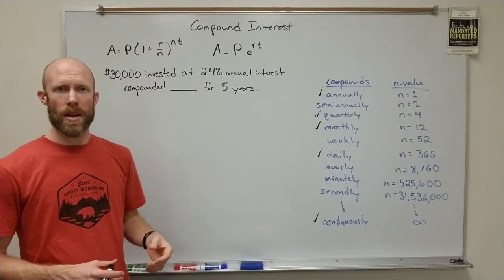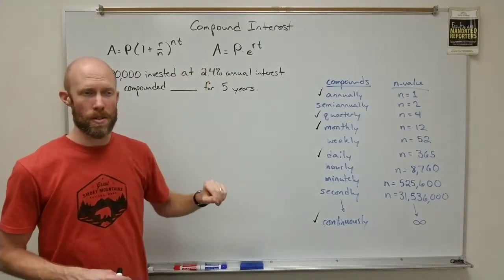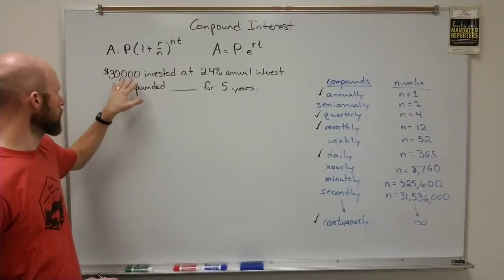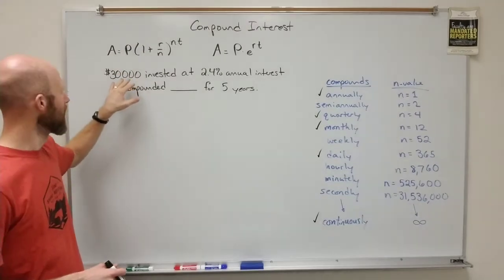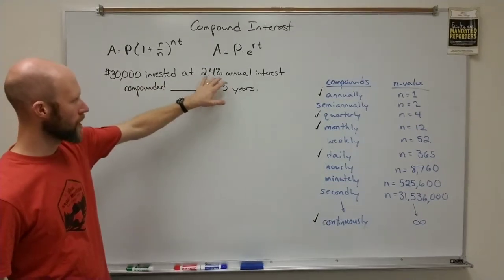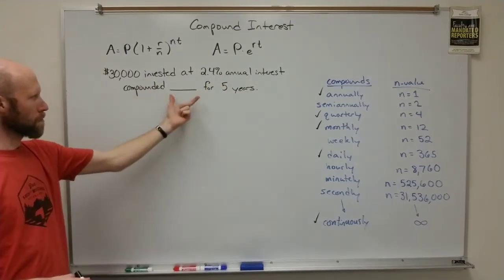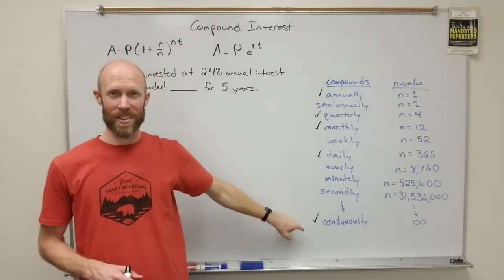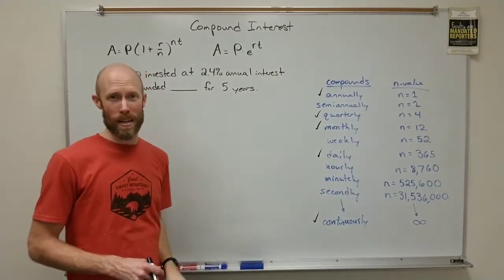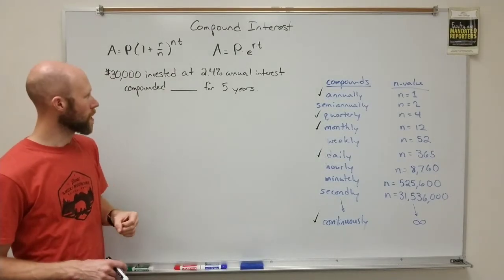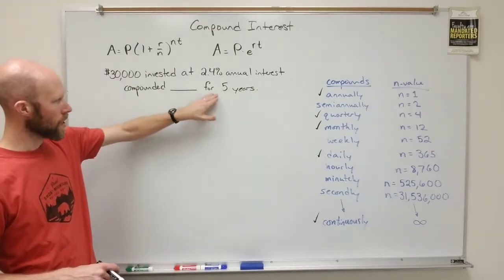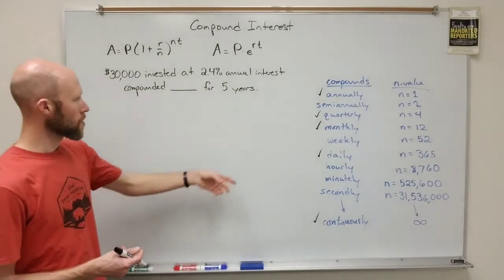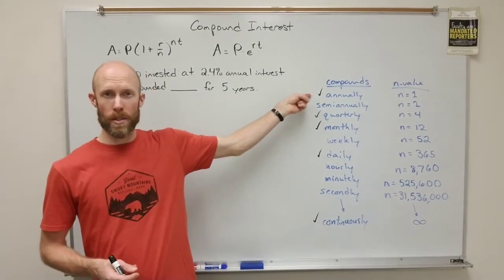So here I have an example of using these two formulas. Got a $30,000 investment, that'd be nice to have, right? At 2.4% annual interest, compounded blank, and in the blank I'm going to fill in these different check marks here, okay? So we're going to do a variety of these and see what happens with each of those compoundings over a 5-year period, okay? So the first one I'm going to start off with is an annual compounding.